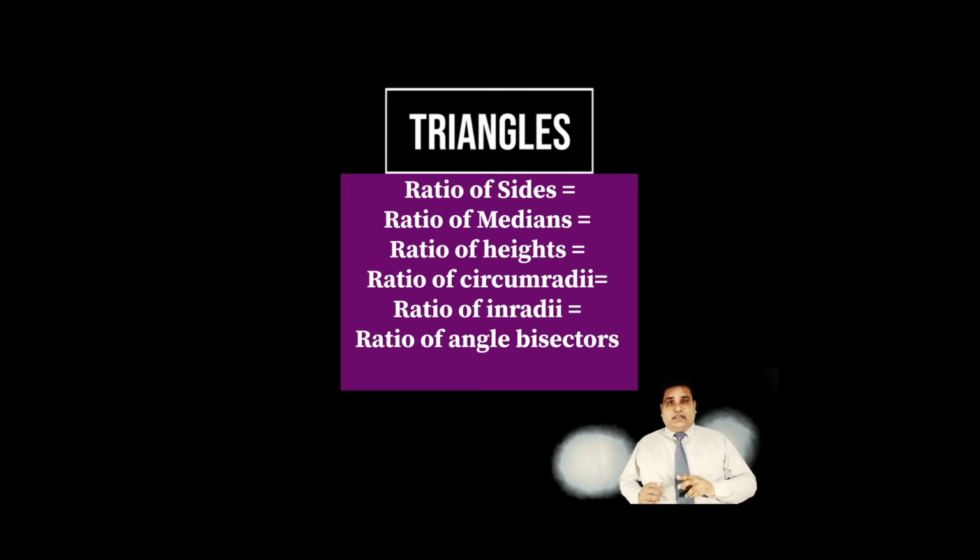When two triangles are similar, their ratio of sides, or medians, or heights, or circumradius, or ratio of inradii, or ratio of angle bisectors will be equal.